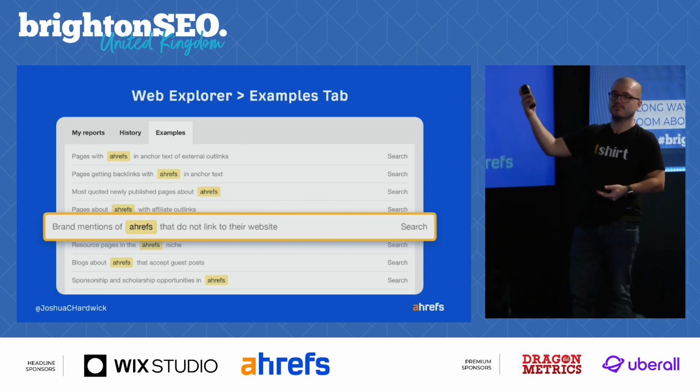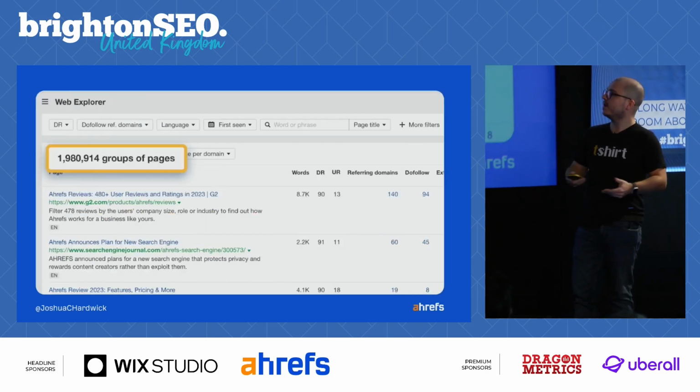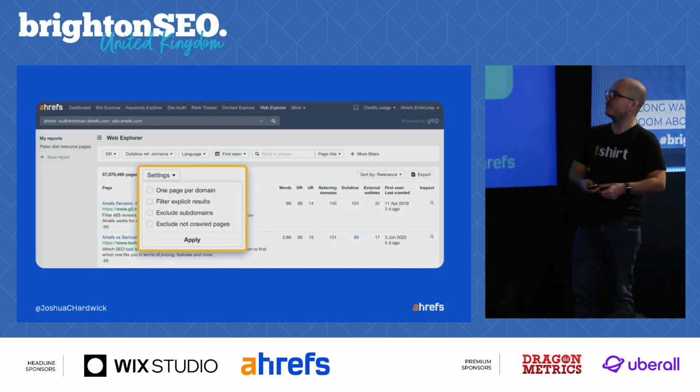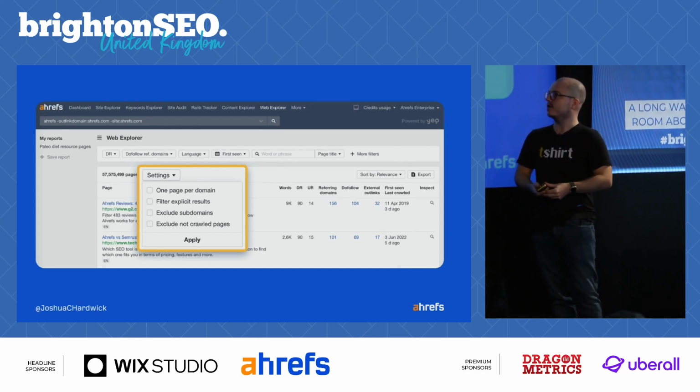And it'll search that index of the web, and it'll show you all of those unlinked mentions just instantly. And we've got way too many, but you can filter this down: one page per domain, no subdomains, filter by DR, language, whatever you want to do, and you can export this and reach out to those people.